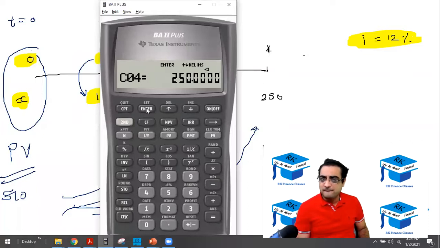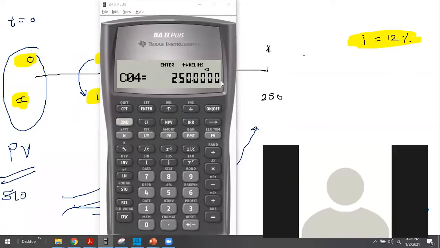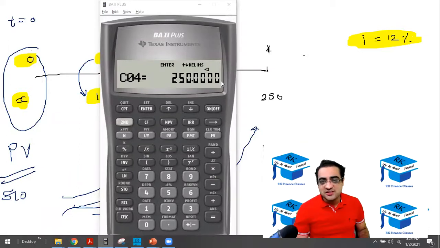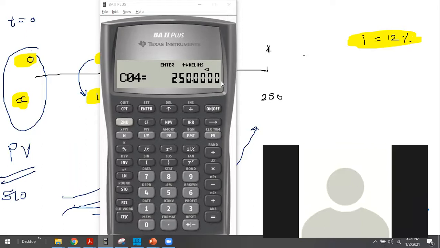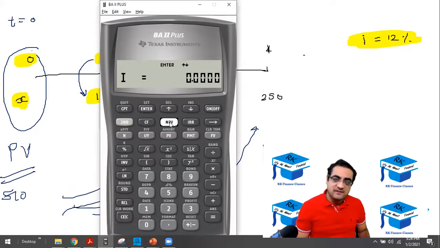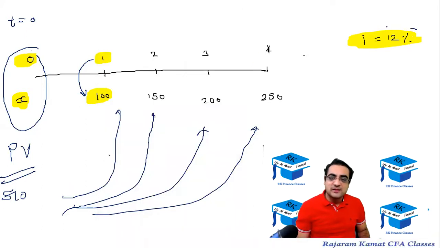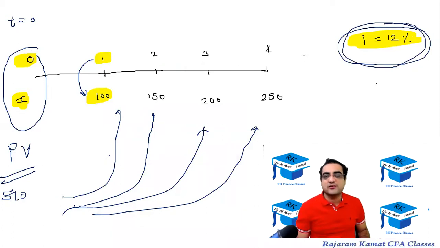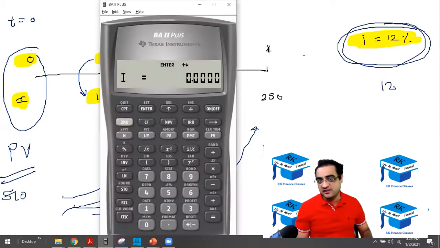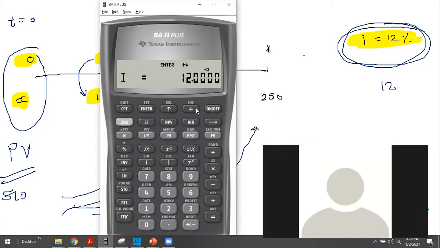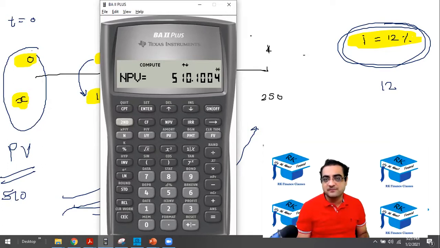Until here. Yes or no? Aditya, Anjali, Varad, Rohan, Sanath. Done? Yes, sir. Done. All right. Press NPV button. The I is 12% over here, but in the calculator, you have to just press 12 in this function. So just press 12 and press enter. Done. Scroll down and then press compute button.